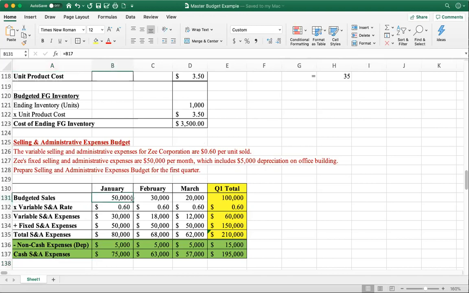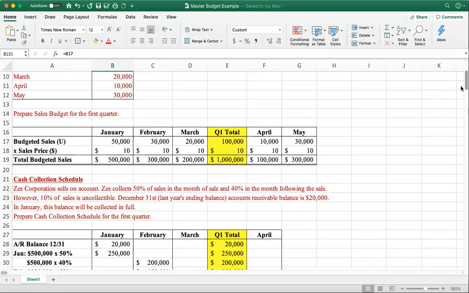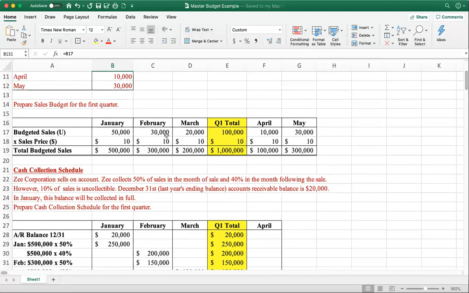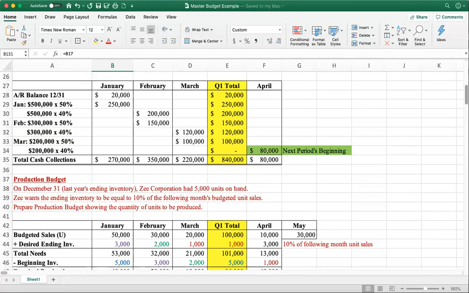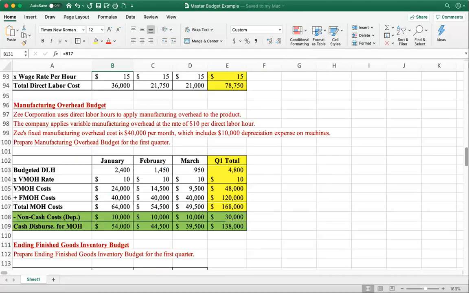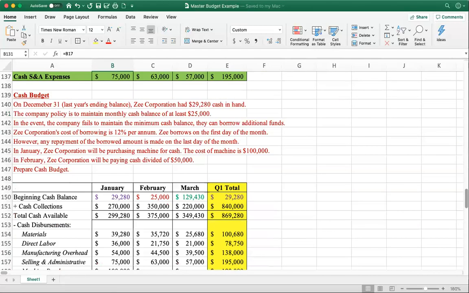So in January, you expected to sell 50,000 units, in February 30,000, in March 20,000. So that's coming from your sales budget. If you can see, the budgeted sales is 50, 30, and 20,000 units for January, February, and March, respectively. So we got this information from the sales budget.